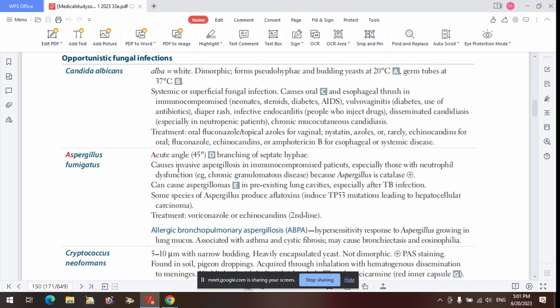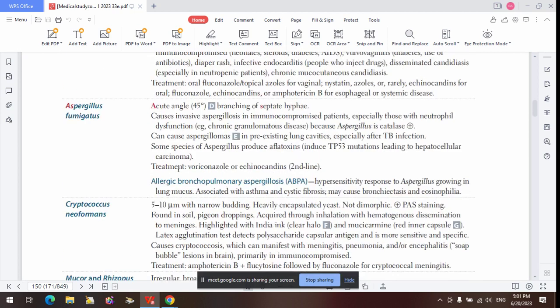People that have oral or esophageal thrush are immunocompromised. So oral and esophageal thrush is one of those AIDS-defining illnesses. You guys remember, oral and esophageal thrush is one of them, depending on the stage. Don't forget.